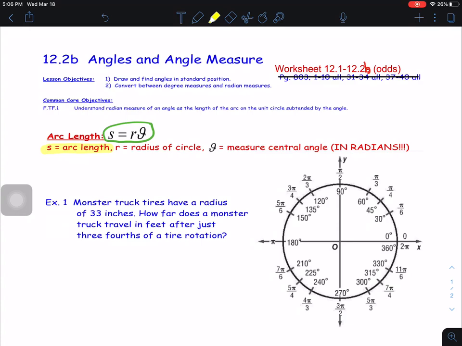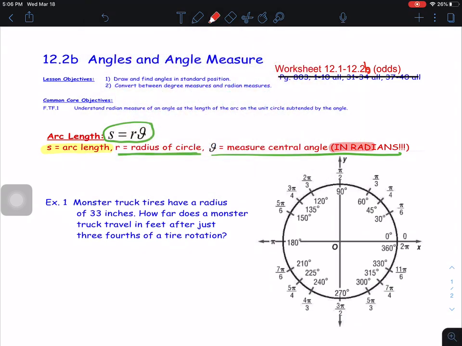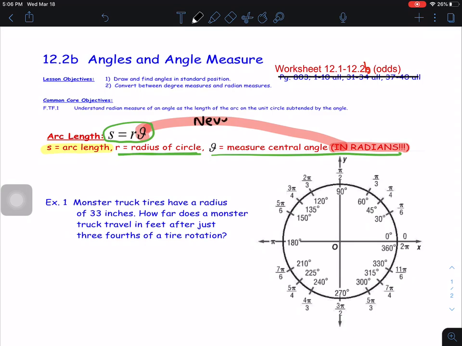So the arc length obviously depends on what the radius of your circle is, and that's what the R is. And then the theta symbol is your angle, but here's the important part. When you are plugging the angle measure into the formula for theta, it has to be the angle measurement in radians. Never degrees, always radians. Be careful about this. And so we'll be able to practice just a couple problems here.